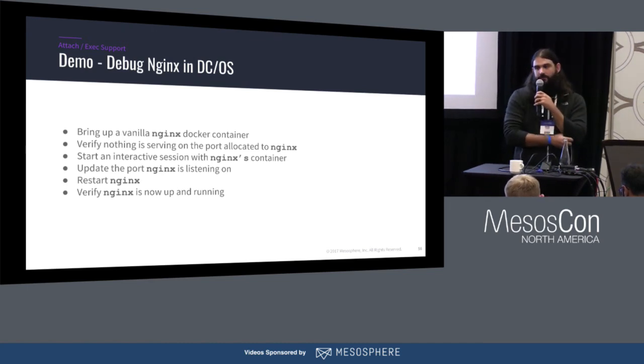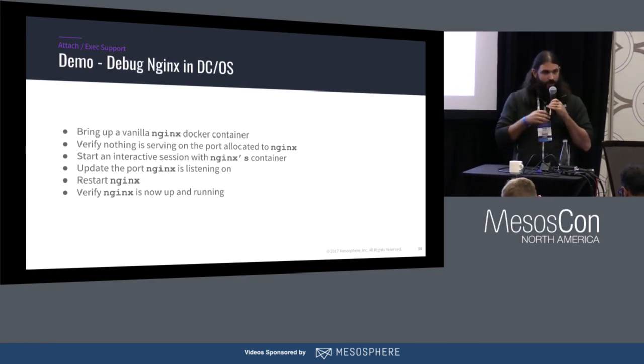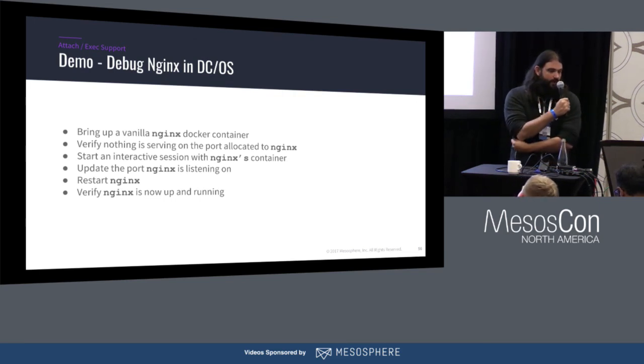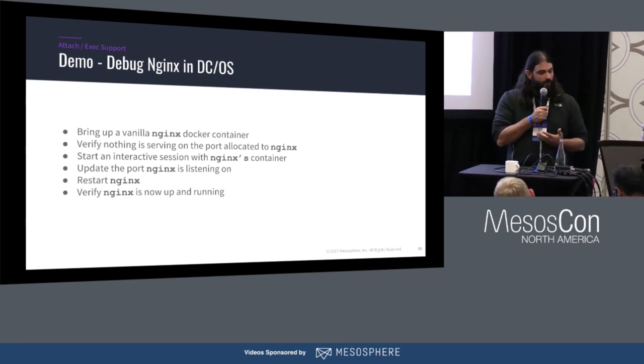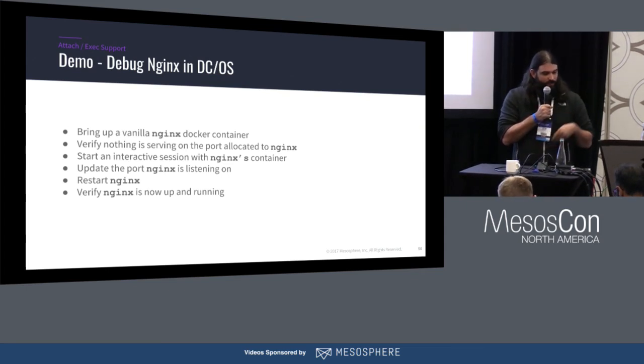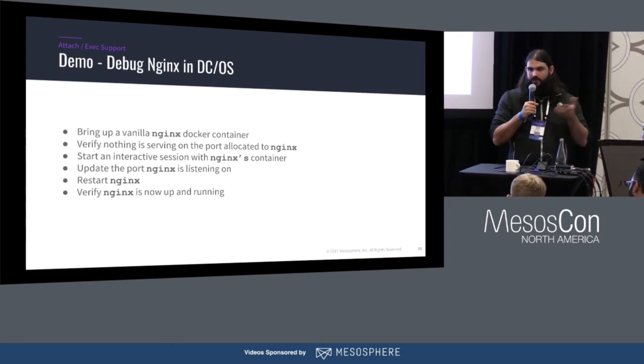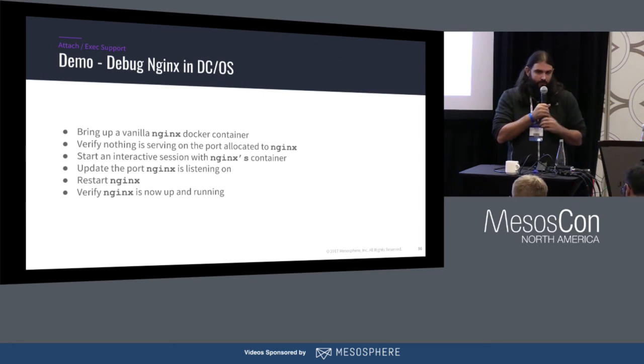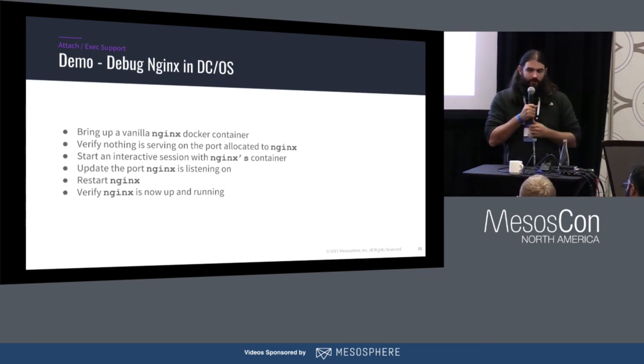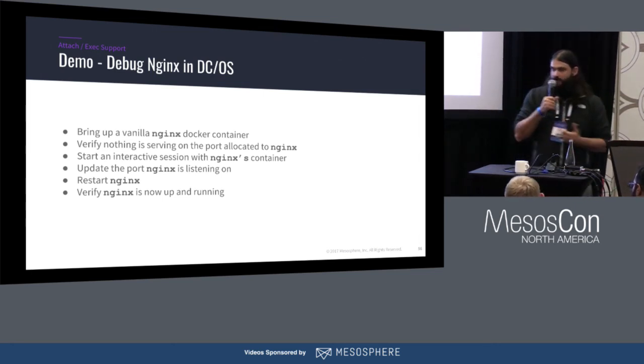By default, Nginx is launched with port 80 set up. So I don't change anything about Nginx. I just launch it. It tries to connect on port 80, but that's not the port that Mesos has allocated to it, right? So what I then do is say, okay, I'm going to try and figure out what's wrong. I start an interactive session with Nginx's container, and once I'm inside that container, I update the port that Nginx listens on, I restart Nginx, and then I should be able to go to the web page and see that it's launched, right? Because Nginx is now running with the port that Mesos has allocated to it.